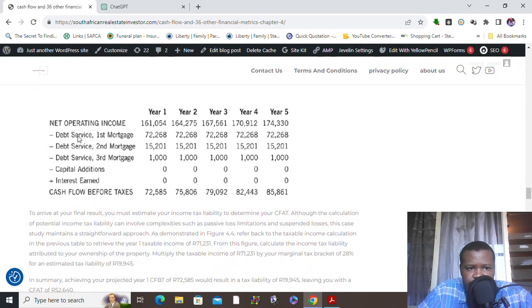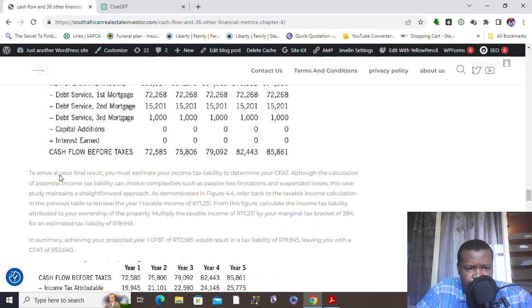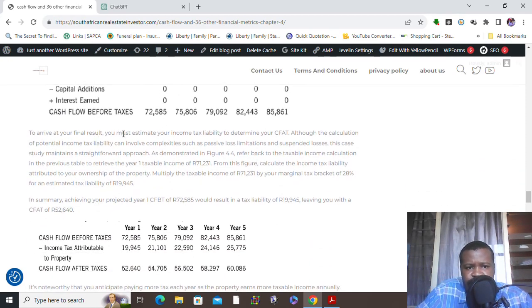Net operating income, minus all the mortgage payments for each of the three mortgages, less capital additions, plus the interest earned, equals the cash flow before taxes from year 1 to year 5. To arrive at your final result, you must subtract your income tax liability to determine your cash flow after tax.